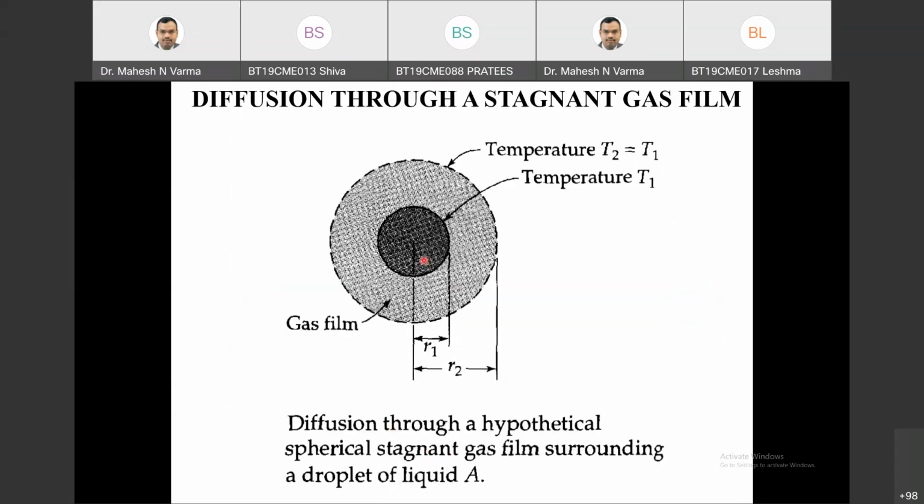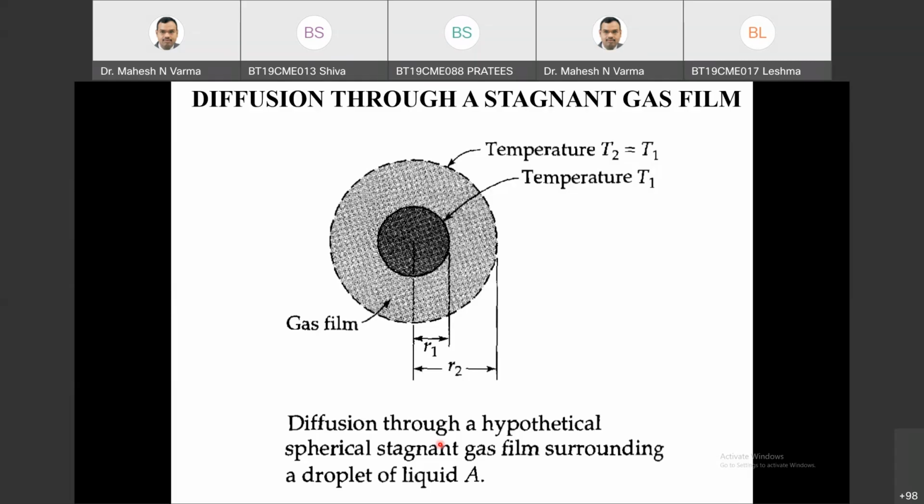So here we will have this liquid droplet, having a radius R1. This is my liquid droplet with radius R1. It is surrounded by some thin film. This is hypothetical, and we have studied this in interface transport flux also.